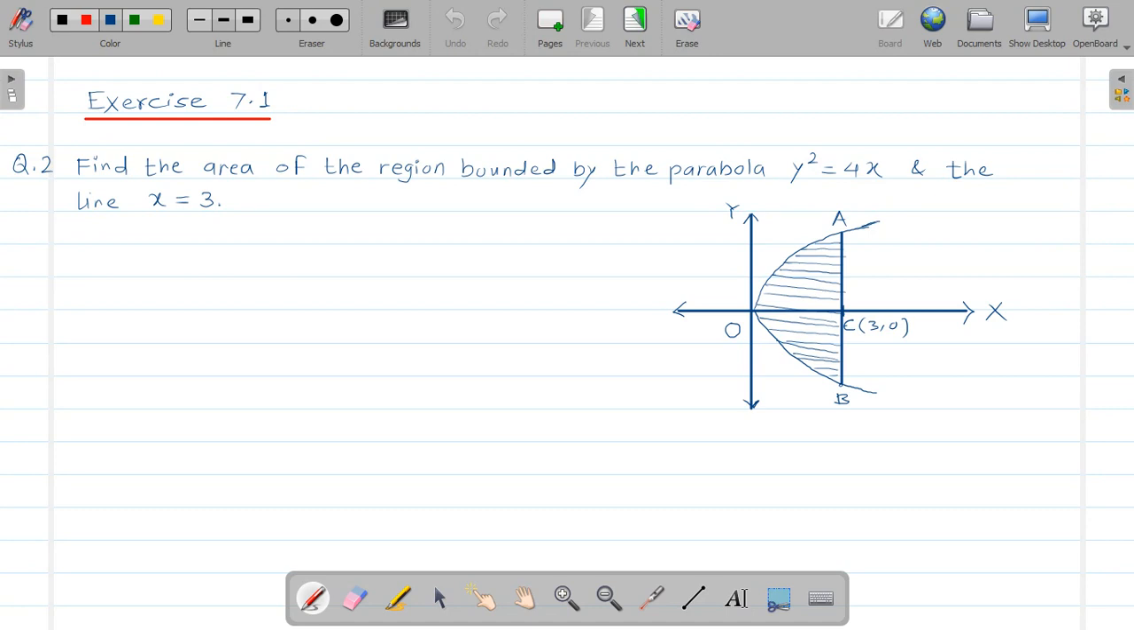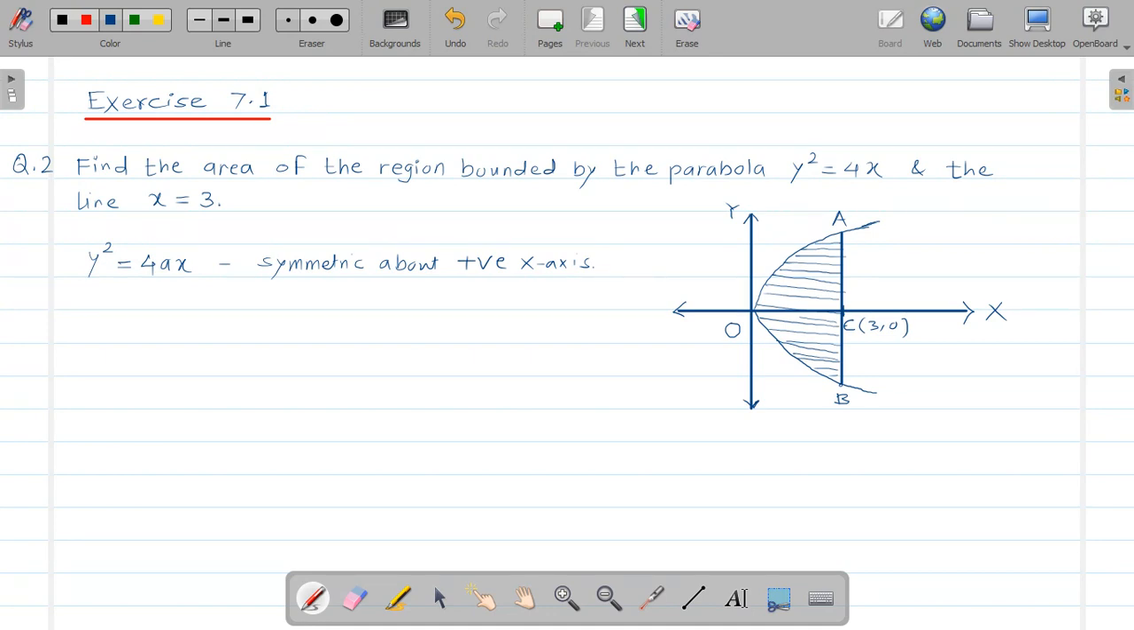Now see here, the parabola is given to you, y square is equal to 4x. Now you know the types of the parabola. Here the parabola is in the form of y square is equal to 4ax, so it is symmetric about positive x-axis. Remember the nature of the parabola. So just you have to draw the figure here, rough figure, to understand the area of the bounded region.